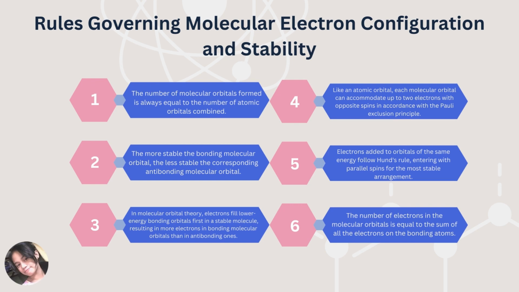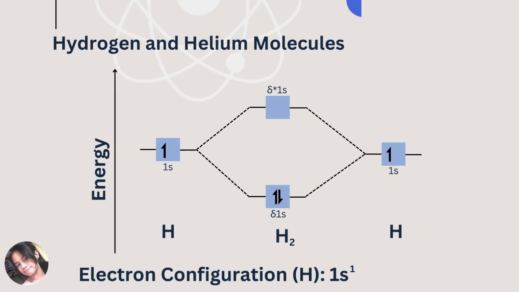Fifth, when the electrons are added to the molecular orbital of the same energy, the most stable arrangement is predicted by Hund's rule. That is, the electrons enter the molecular orbitals with parallel spins. And lastly, number 6, the number of electrons in the MO is equal to the sum of all the electrons on the bonding atoms. In this example, we will use the hydrogen molecule to visualize further how these rules will be implemented.